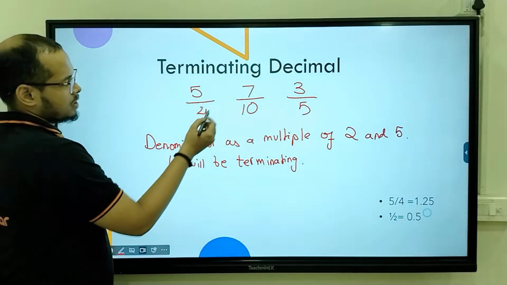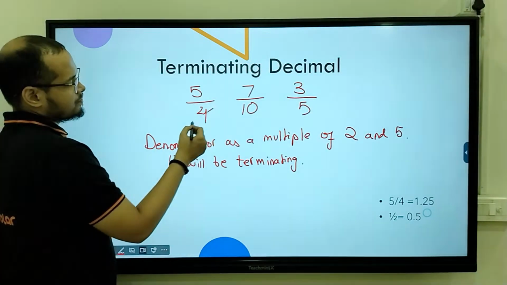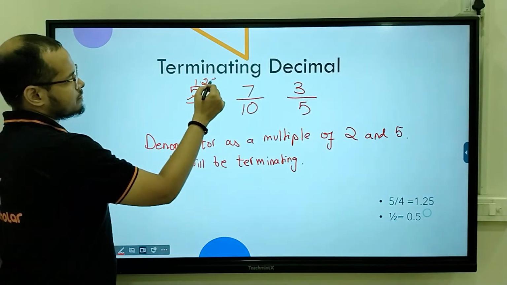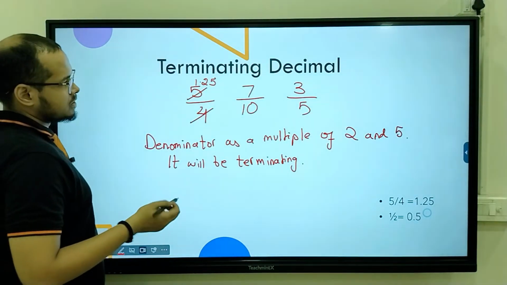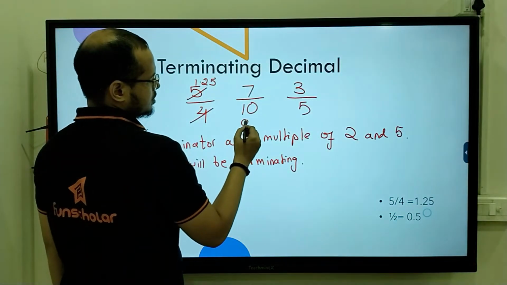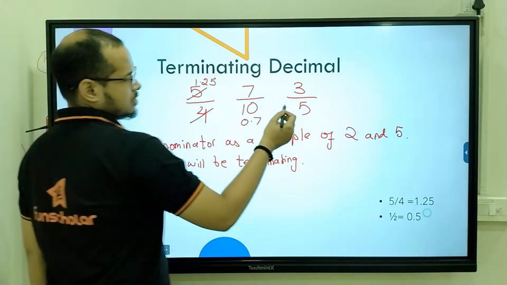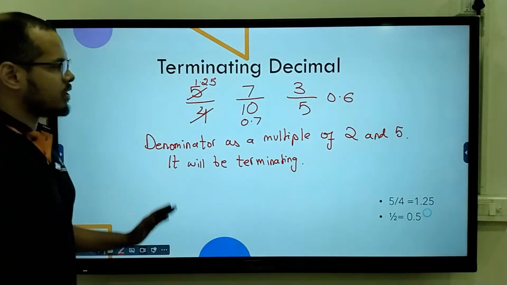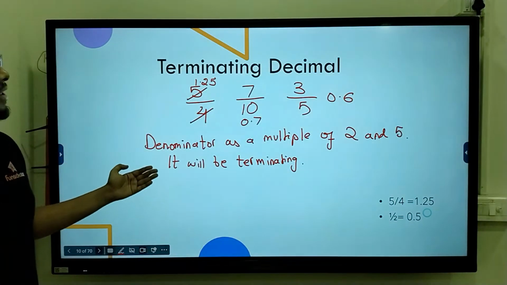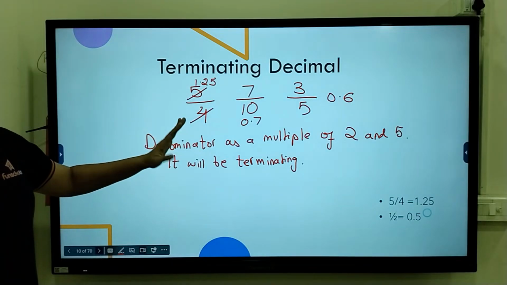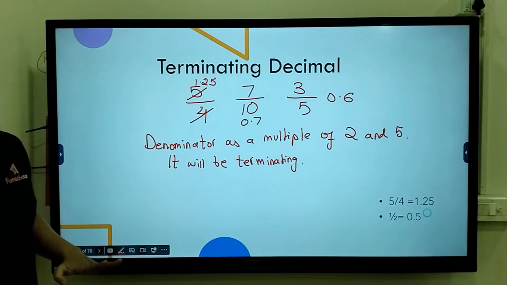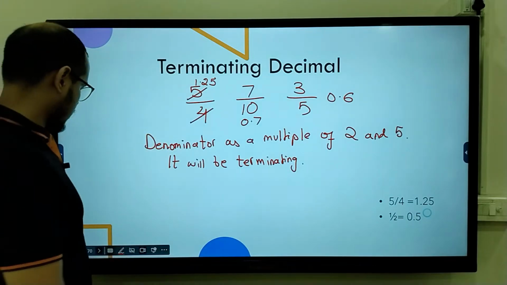The first one, we are dividing 5 by 4. So 1.25. That is it. Second one, 0.7. Third one, 0.6. Okay. In all of the three cases, we can see that the numbers are getting terminated. So this is what is known as terminating decimals.